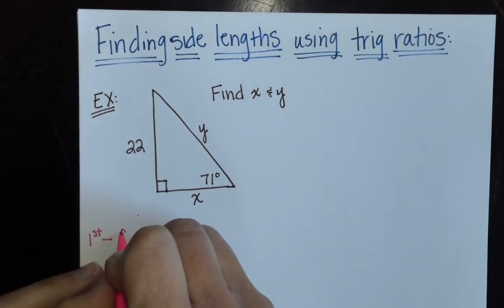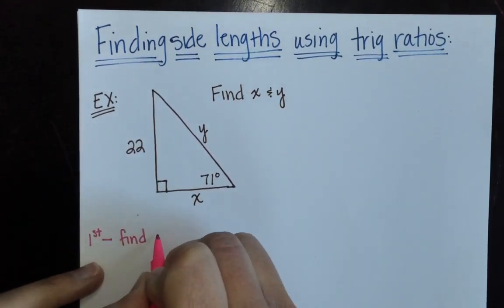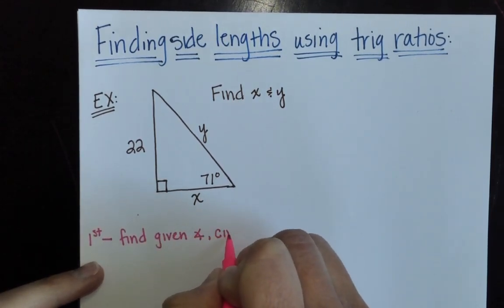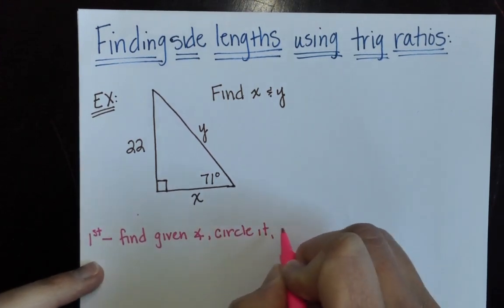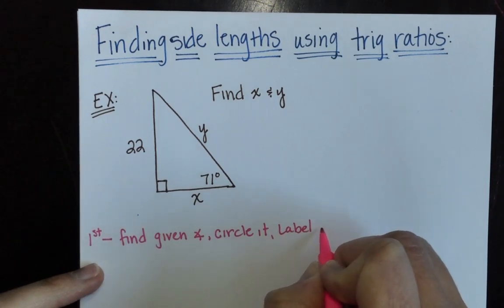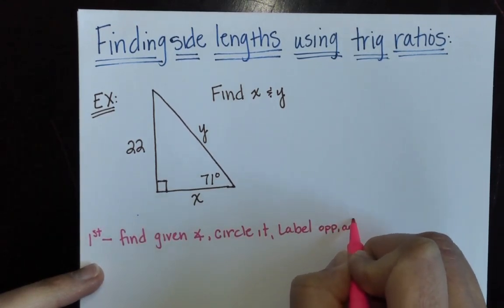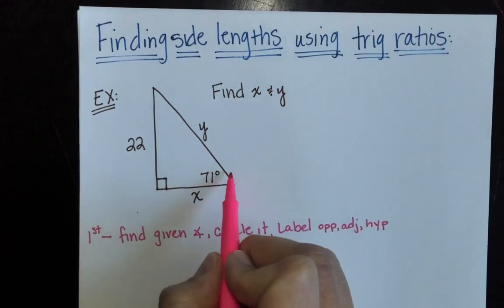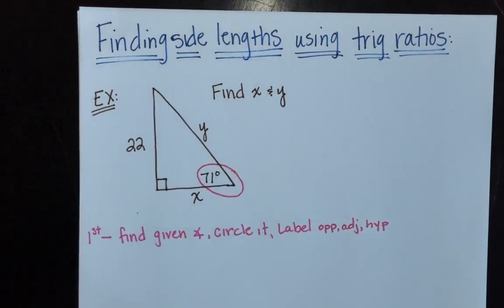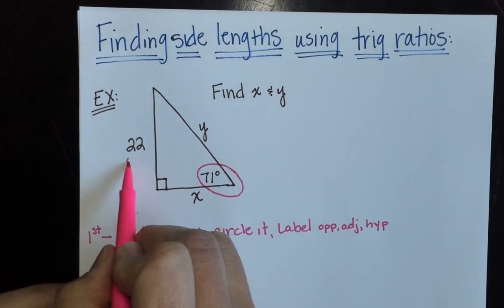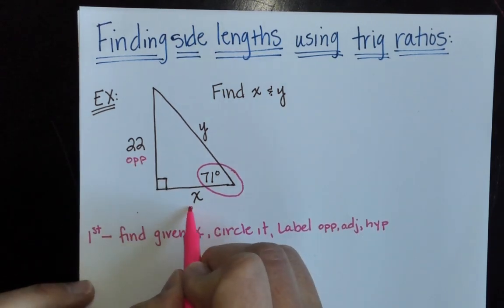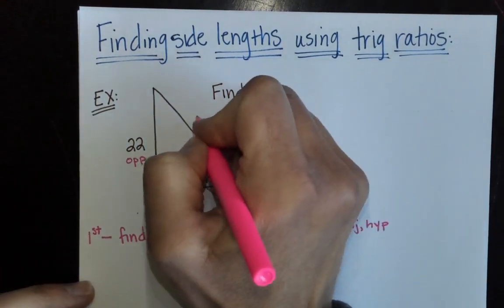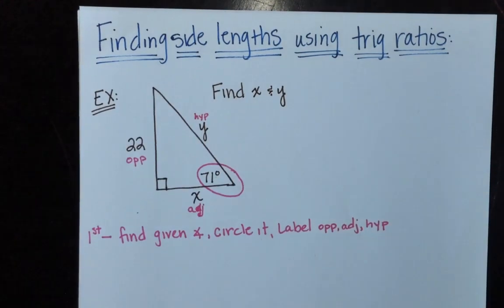So first, find the given angle, circle it, and label opposite, adjacent, and hypotenuse. So that's going to be the very first thing we're going to do. We're going to circle our angle. We're going to label opposite, adjacent, and hypotenuse. All right, so that's our first step.